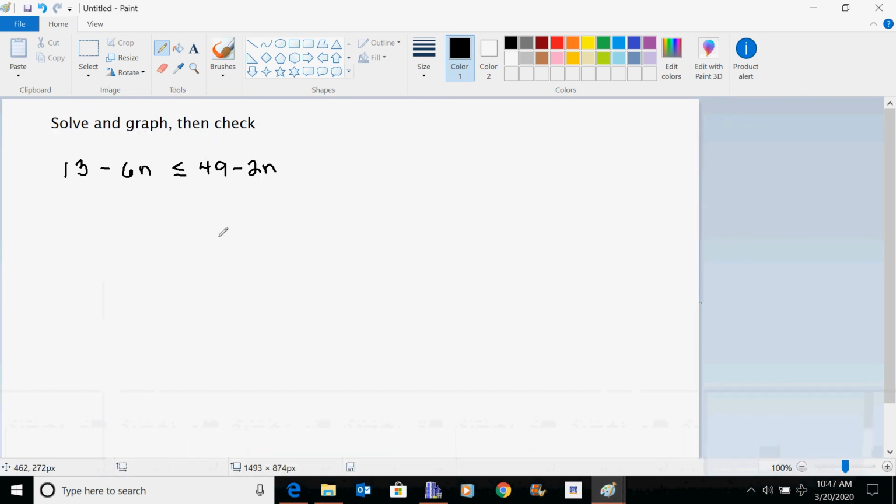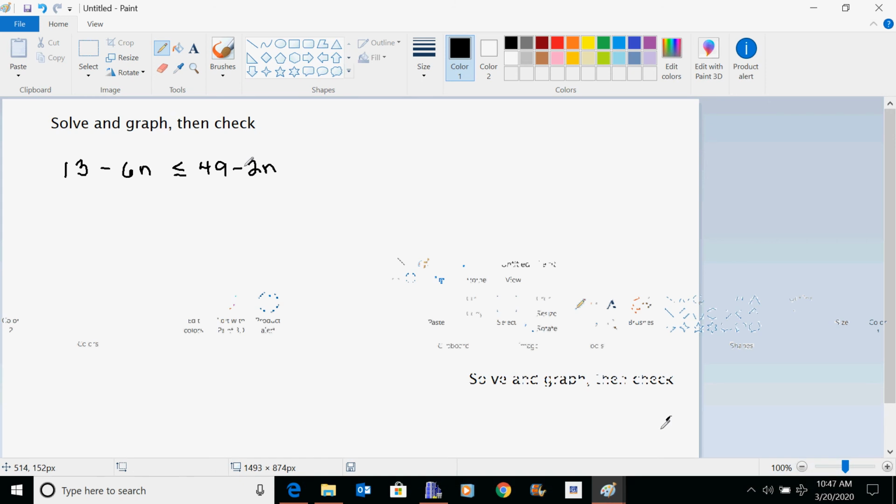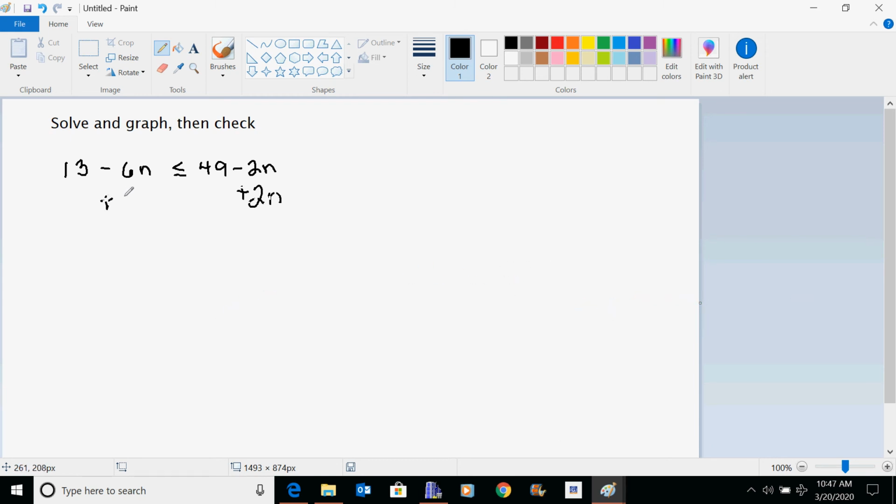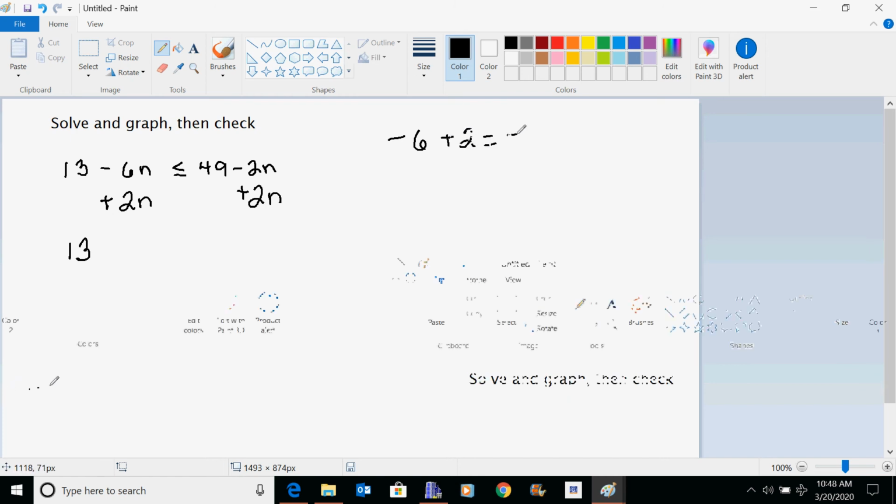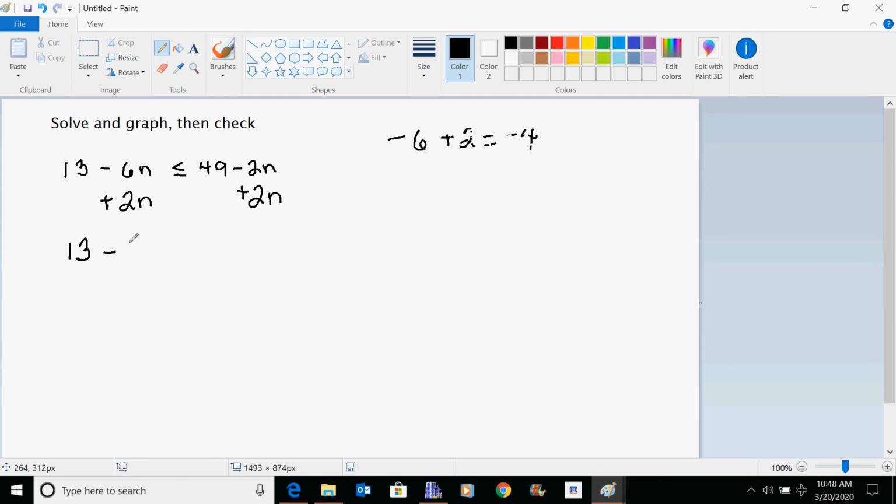or you could end up with a wrong answer. All right, now this one has the variable on both sides of the inequality, so we need to apply what you had applied before. What I'd like to do is add 2n to both sides on this one so that I can get them gathered onto one side. So I have 13 that's still here. -6 plus 2 gives you -4. So this is -4n is less than or equal to 49.